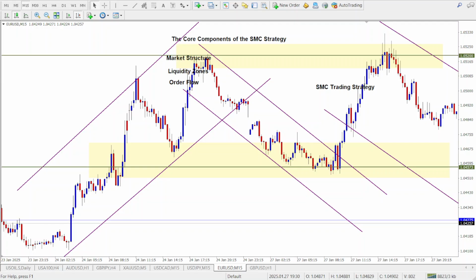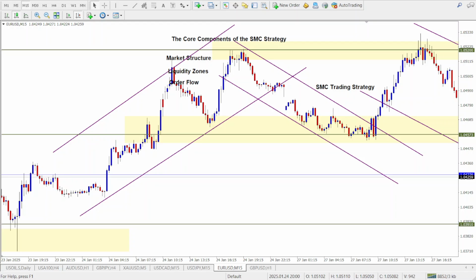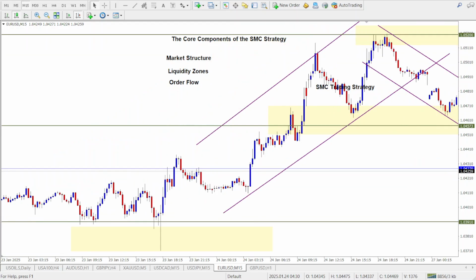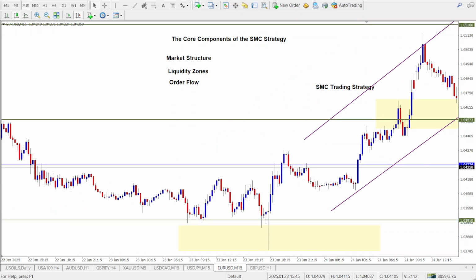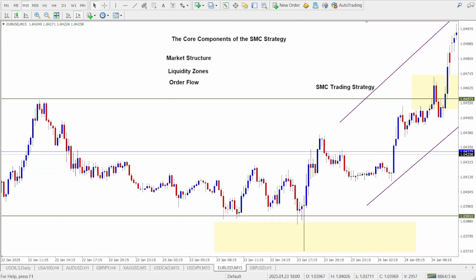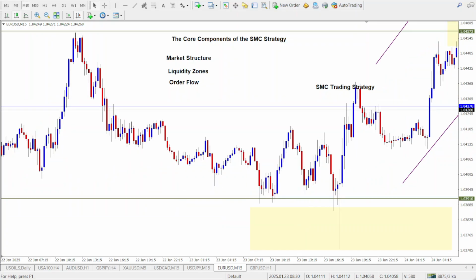All right. Now, how do you improve your SMC trading skills? To master the SMC trading strategy, it's important and essential to practice and continuously improve your skills. So here are a few tips. Okay. The first is to backtest the strategy. All right. Spend time backtesting the SMC strategy on historical data to understand how it works in different market conditions.